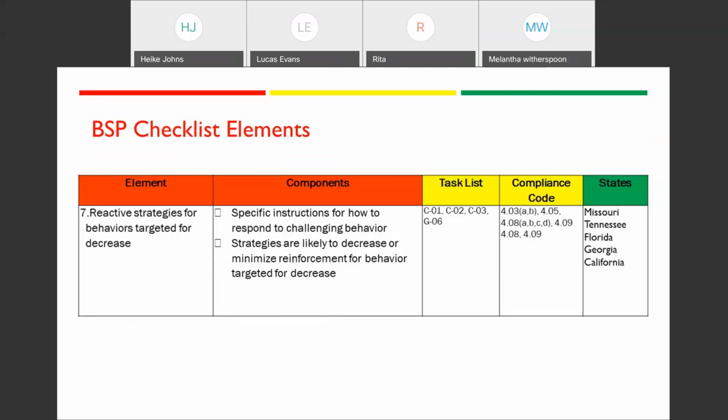Element 7, reactive strategies for behavior targeted for decrease. So just ensuring that there are instructions in the behavior support plan that tell people what to do when the challenging behavior is present, and that those strategies are likely to minimize reinforcement for the behavior, so that the behavior is not likely to occur. And so I'm going to go ahead and go to the next slide.